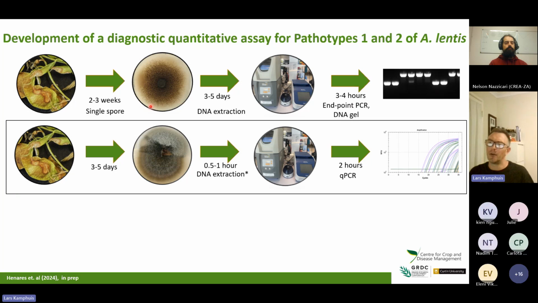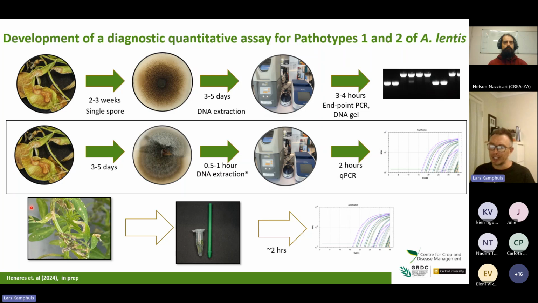Obviously the single sporing is quite time consuming. So if we take that step out and just take a sample from the field, once it's arrived, we can do a good quality DNA extraction, and then try and see if we can do a quantitative PCR, because that will allow us to identify the ratios of pathotypes 1 and 2 of a sample that might be sent in by a grower.